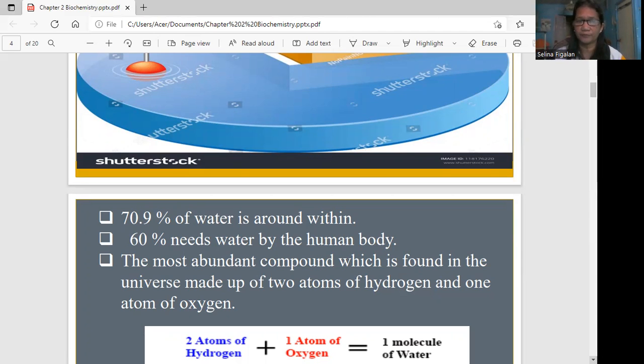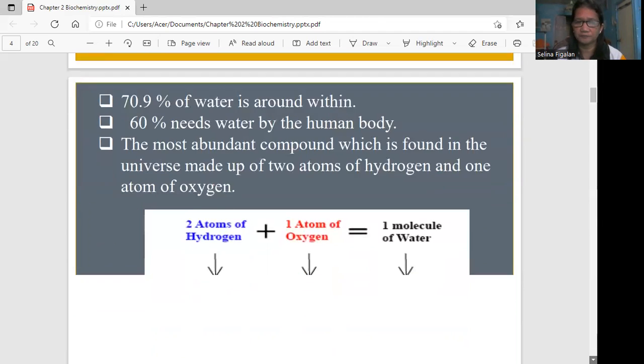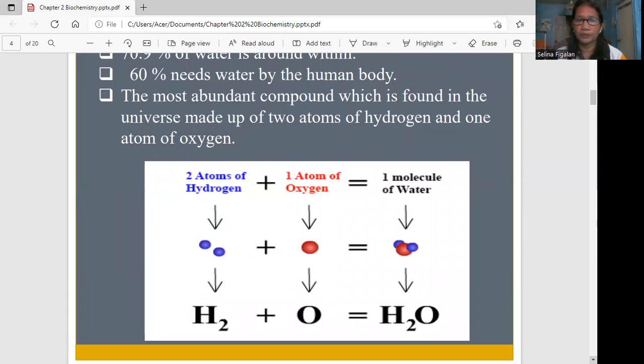Water is the most abundant compound found in the universe, made up of 2 atoms of hydrogen and 1 atom of oxygen. As we knew, the molecular formula of water is H2O. H2 means there are 2 atoms of hydrogen and 1 atom of oxygen. So this is how your water looks. Okay, 2 atoms of hydrogen, which is H2, and then 1 atom of oxygen, which is O, stands for oxygen.